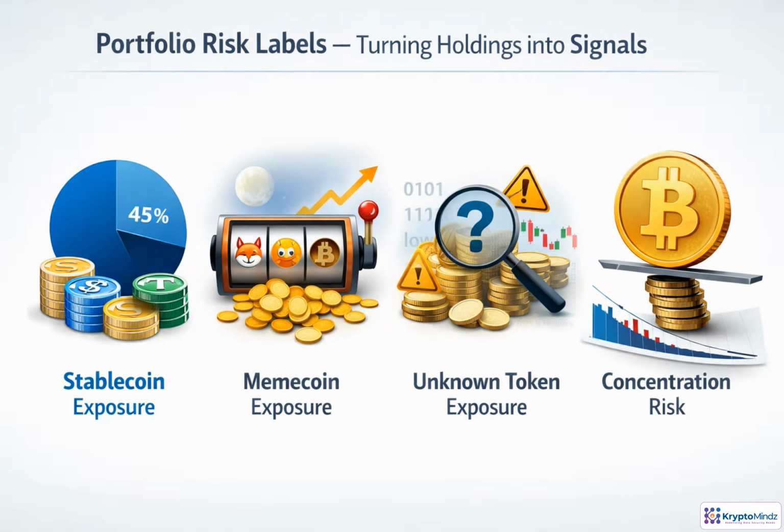Once holdings are normalized, the assistant can translate them into simple risk signals. The goal is not to tell users what to buy or sell. It is to describe what the wallet already shows. High stablecoin exposure may indicate parked capital. Meme coin exposure suggests speculation. Unknown tokens may point to metadata, liquidity, or contract verification issues. Concentration risk shows dependence on one asset or protocol. Strong labels are explainable, cautious, and tied to clear data.